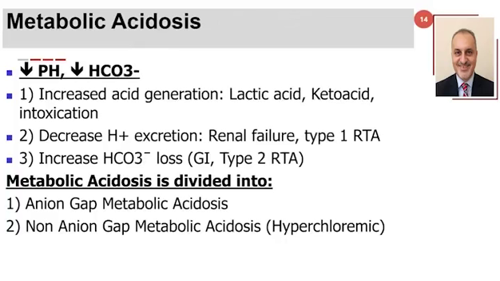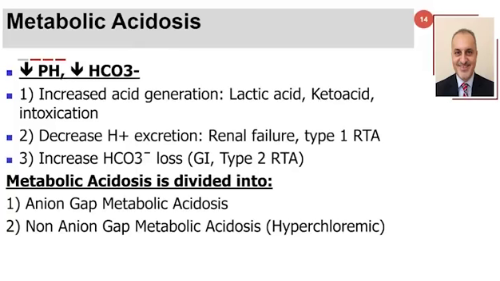Now, let's start with metabolic acidosis. In my opinion, it's the most difficult, the most dangerous, and the most frequent that you see in the intensive care unit. Now, in general, in metabolic acidosis, there is a decreased pH, and at the same time, there is a decreased bicarbonate level. Why do you get metabolic acidosis?